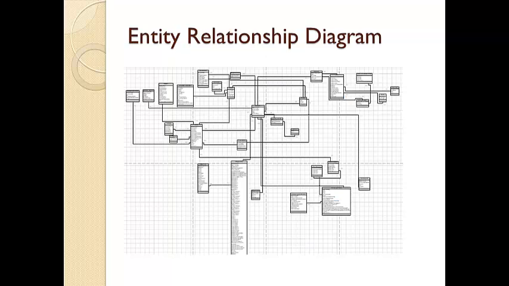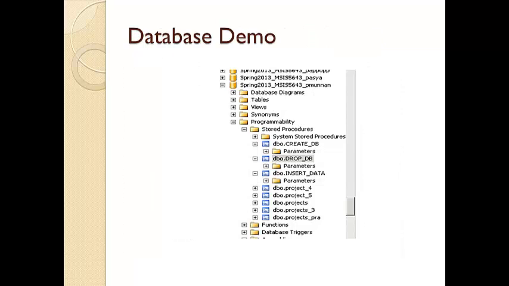This shows the entity relationship diagram. Even though the tables and the attributes are not legible, the reason for me to put this up is to show that we have reduced the number of tables from 55 to 25. Now I would like to show the database demo.